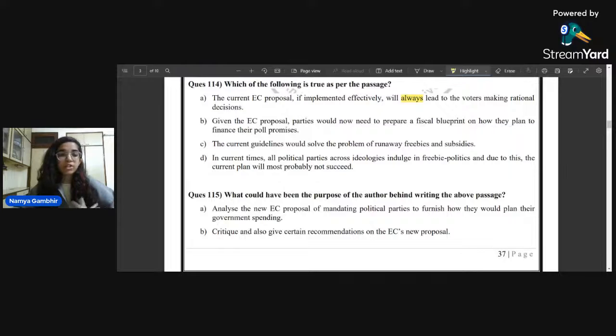Number one, this is very much out of scope, because now we are talking about how all political parties do this, and just because they indulge in this, the plan will not succeed. This is nowhere the author's opinion. So we have gotten our answer, which is option B.